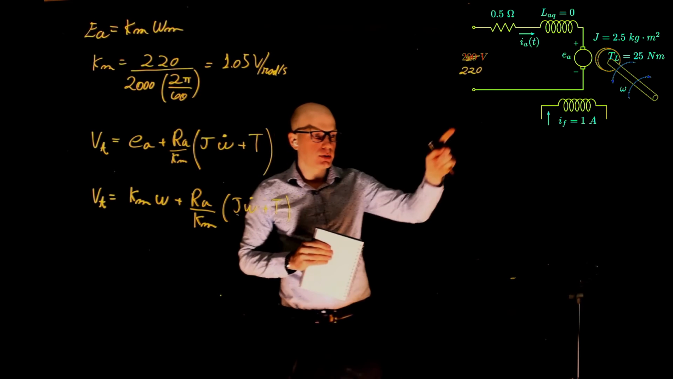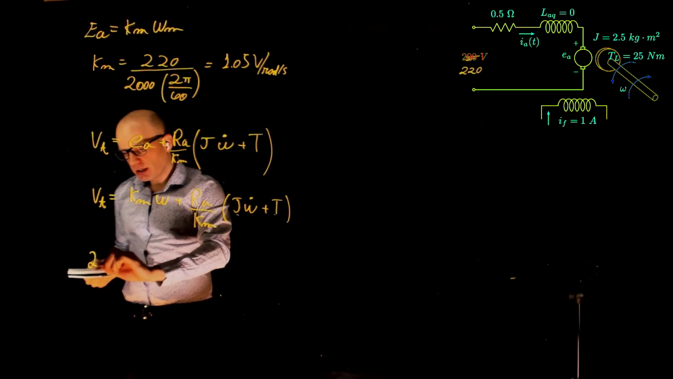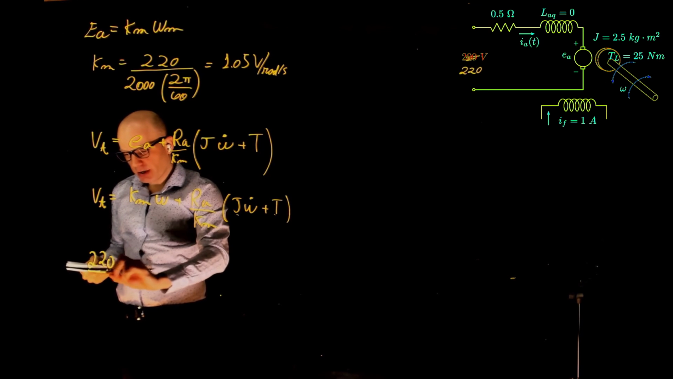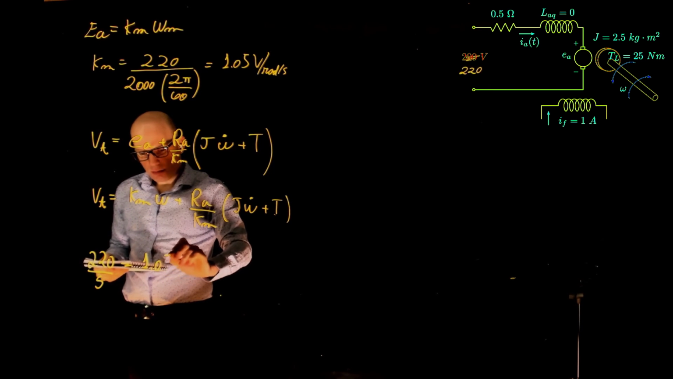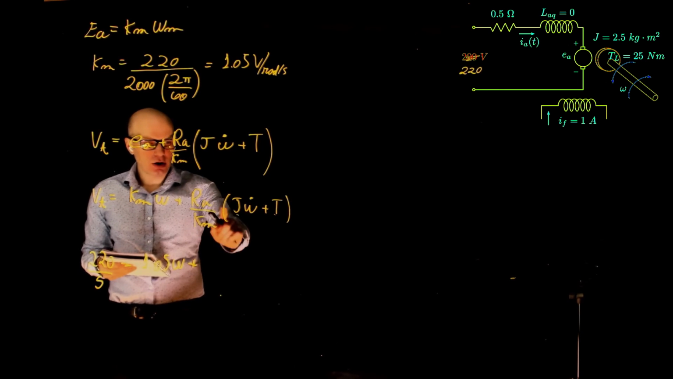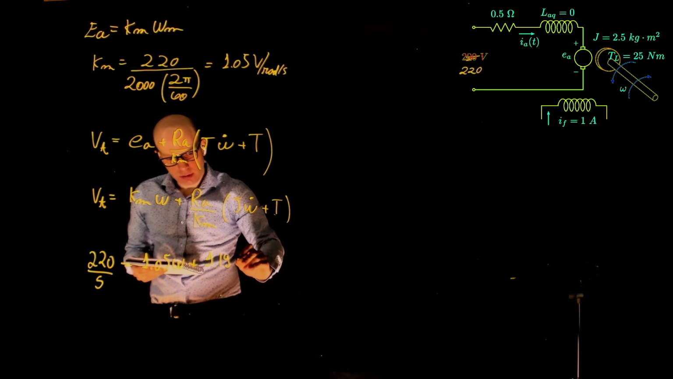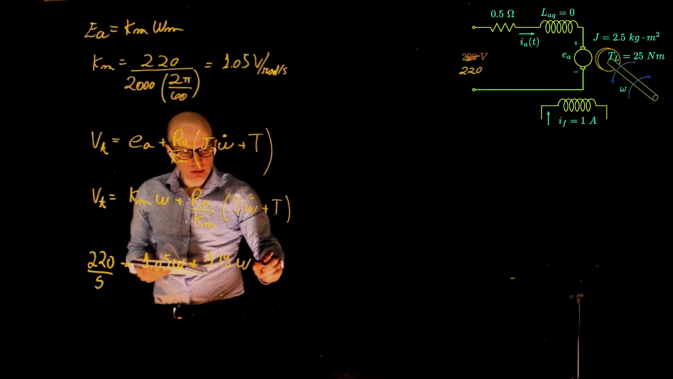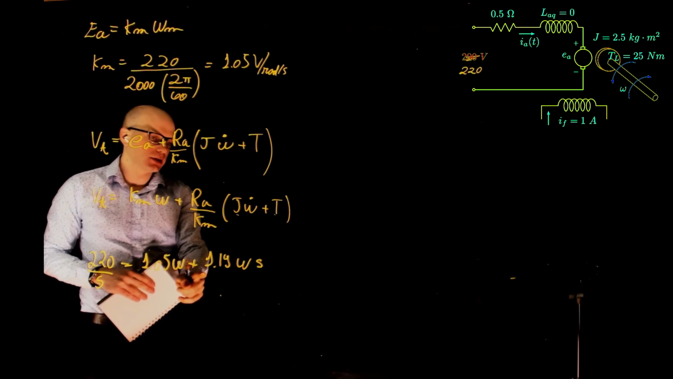What is the input? It is 220 volts, and that's a step input. So we can replace this with 220 over S equals 1.05 omega plus, I'll give you the constant that results from this, 1.19 omega S. So this includes J, RA, Km, which is 1.19.